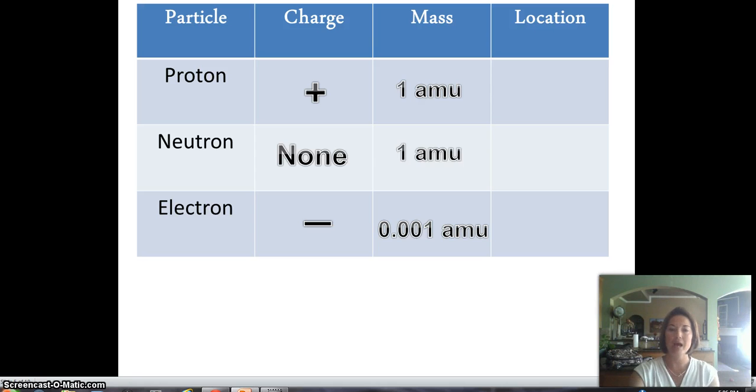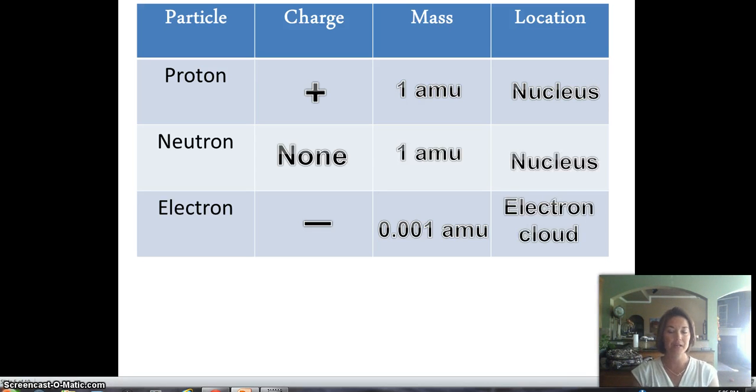But looking here at the mass, you can see that the protons and the neutrons are the same mass, therefore they are about the same size within an atom's nucleus, but the electron out in the electron cloud with a mass of only 0.001 AMU is so tiny. The electrons are very small when compared to the size of a proton and a neutron. As we already know, the proton is found inside the center nucleus with the neutrons, and the electrons are then flying around the electron cloud.